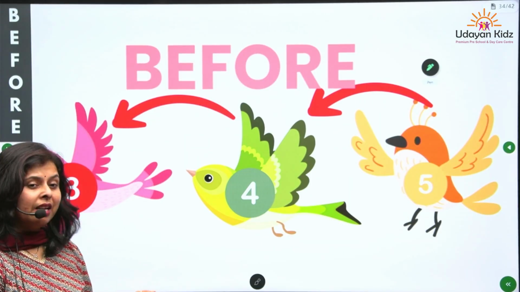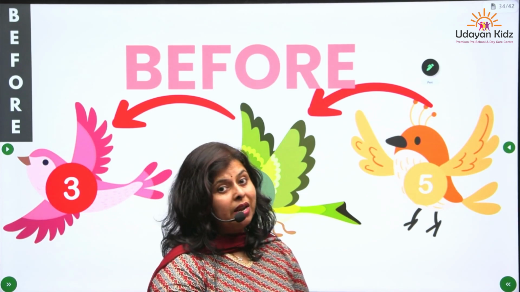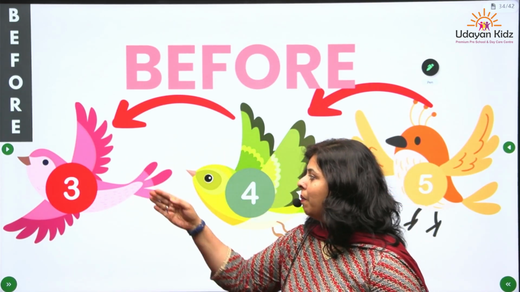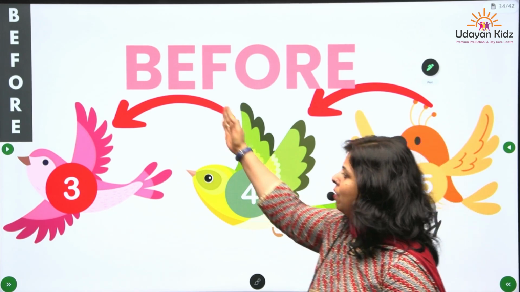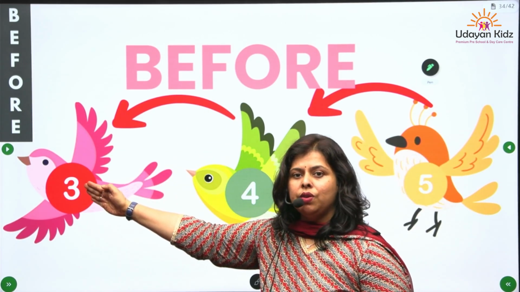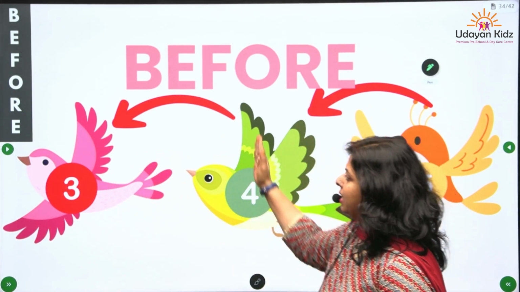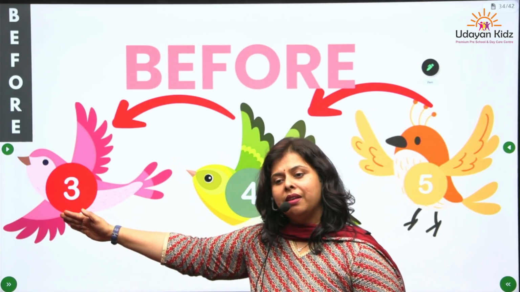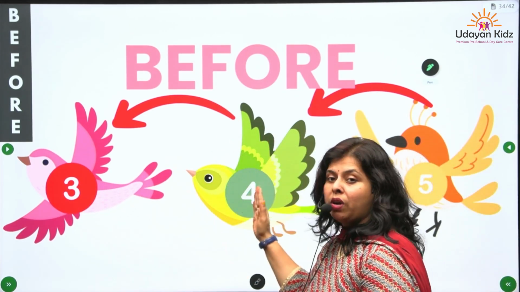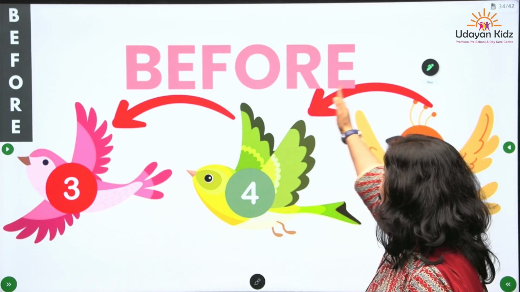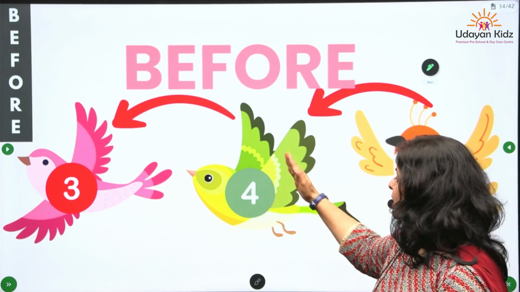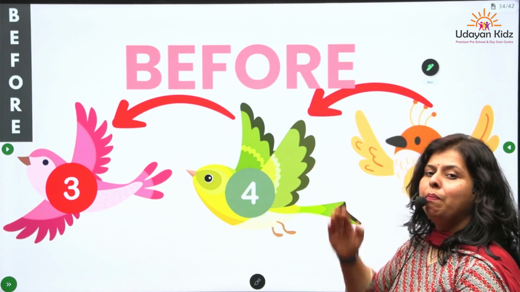And here is another example. Children, where does number 3 come? Number 3 comes before number 4. Number 3 number 4 से पहले आता है. And where does number 4 come? Number 4 comes before number 5. Number 4 number 5 से पहले आता है.